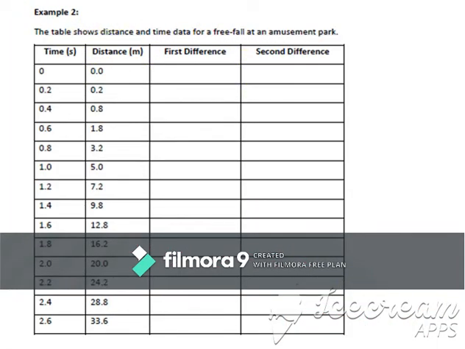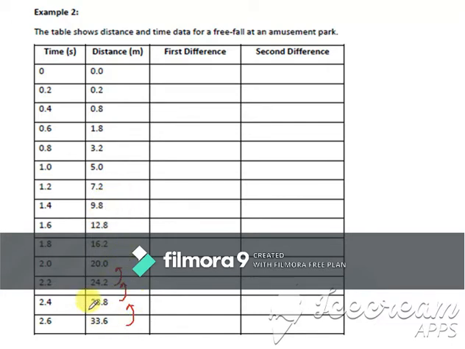Okay, the table shows the distance and time for a free fall at an amusement park. So maybe a ride. We have the time here and we have the distance here. So we're going to calculate first and second differences. Just remember for the first differences, we're going up the y-axis. So we're going to subtract these numbers like this.